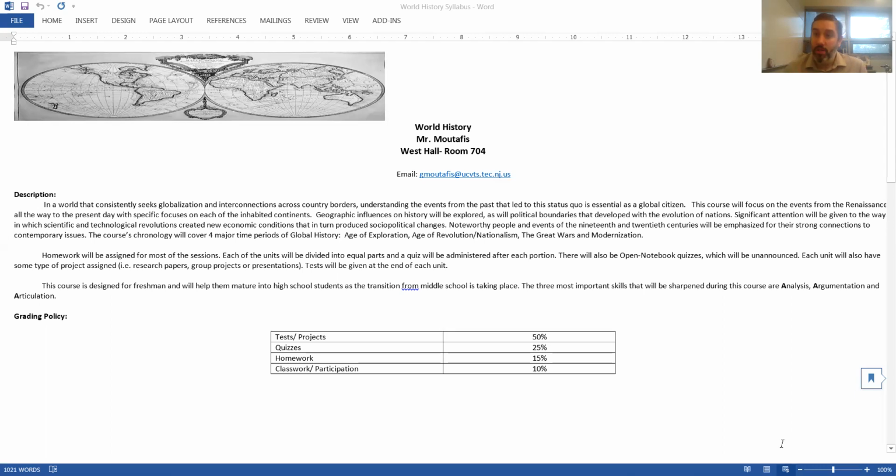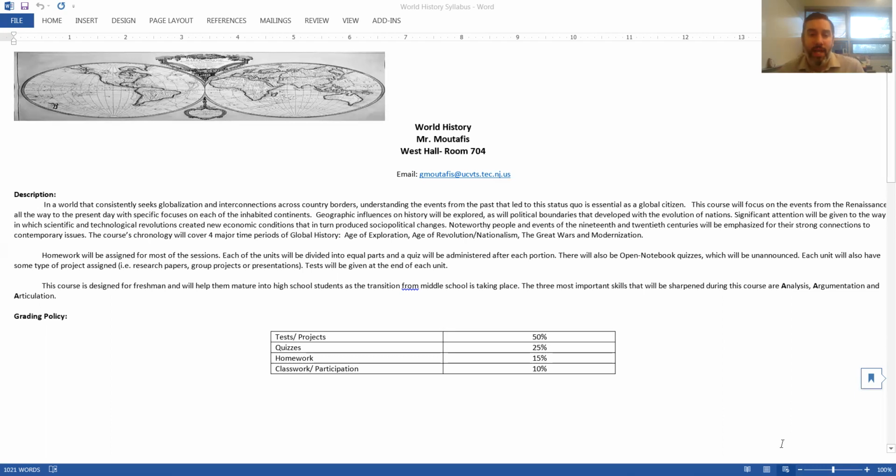So quizzes are also given from time to time as well, as a check to see if the student has done their homework, or as a barometer to see how they're doing at that juncture of the unit. Homework equates to 15% of the grade. And then this last portion is classwork and participation, which is 10%.